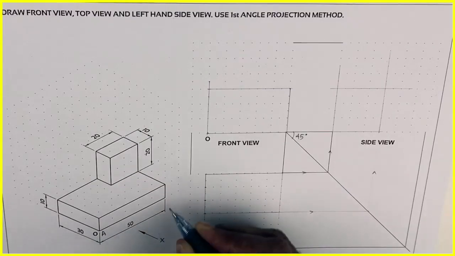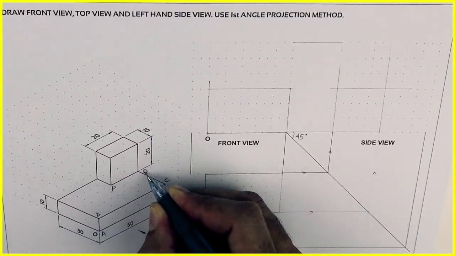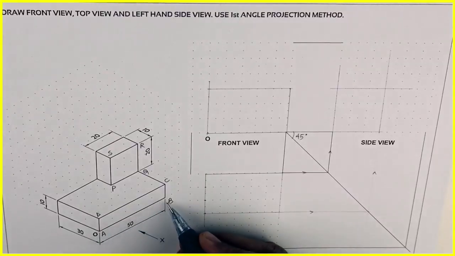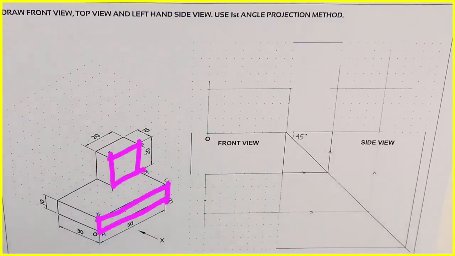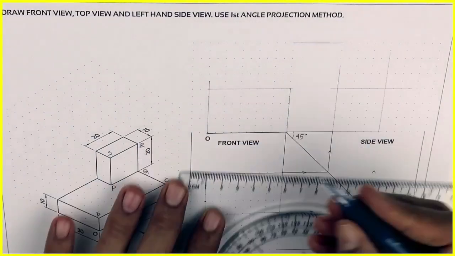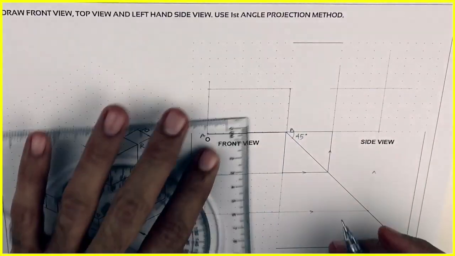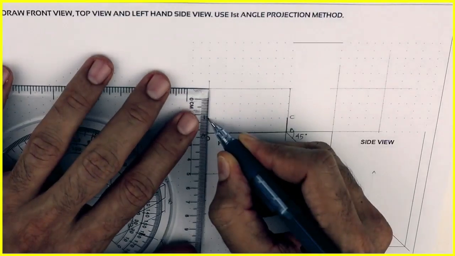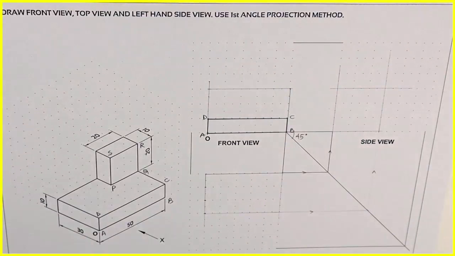So we'll see A, B, C, D, P, Q, R, S. So A, B, C, D and P, Q, R, S. Right? See this. This is what we have to draw in front view. So first we will mark 50. Height is how much? 10, right? First we'll mark AB, which is 50. CD is how much? 10. BC is 10 and AD is 10 and CD is 50. So we got first part.